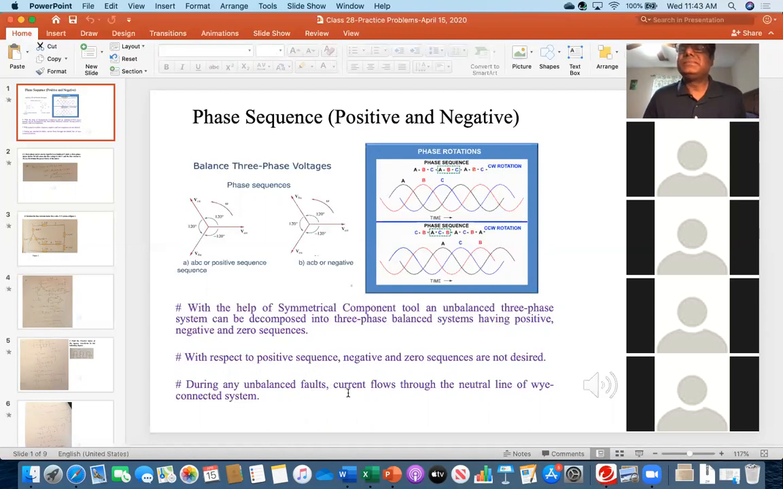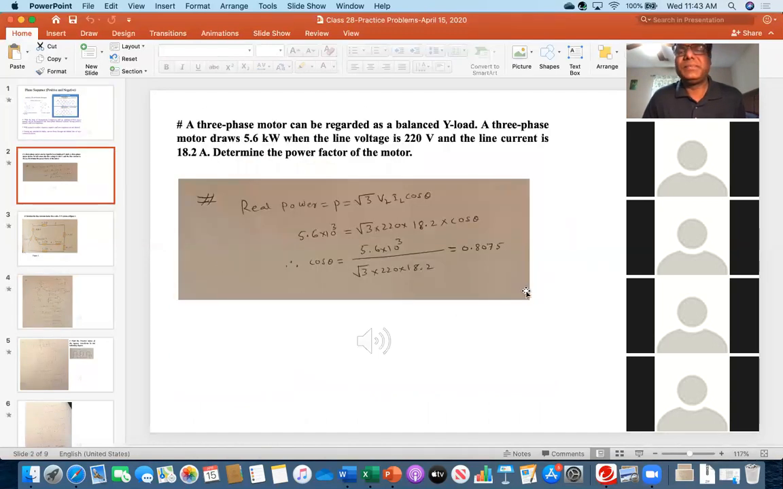Okay, so moving forward, today will be some exercise or practice of three-phase systems as well as the Fourier series.